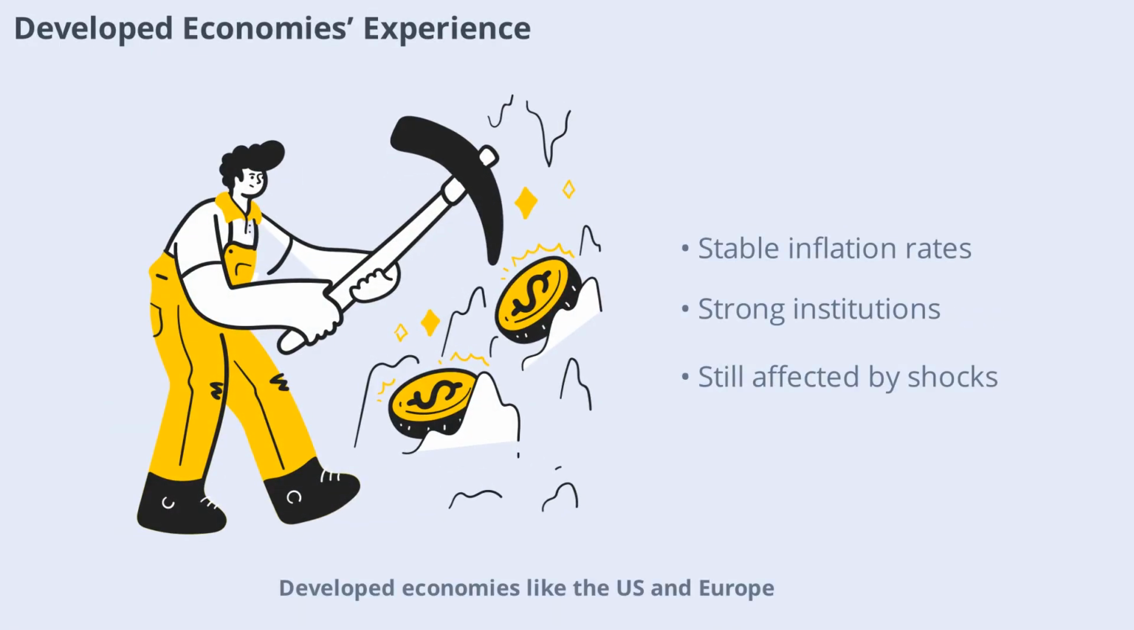Developed economies like the US and Europe typically have more stable inflation rates. Strong institutions, independent central banks, and diversified economies help keep inflation in check. However, even these countries are not immune to global shocks, as seen in recent years. Understanding the differences between developed and emerging markets helps explain why inflation trends can vary so widely.